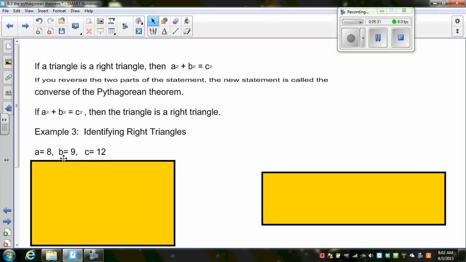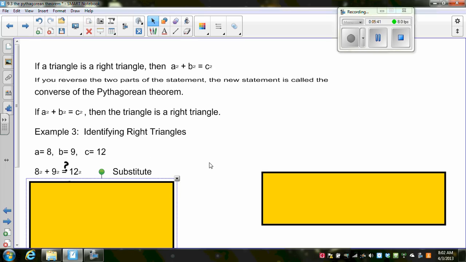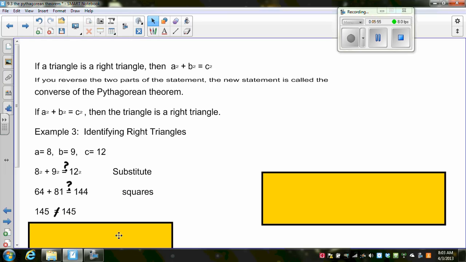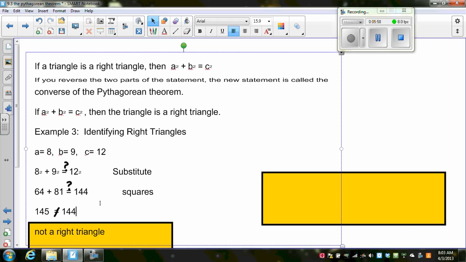In this case, we can plug it into the equation to see if it's true. If a equals 8, b equals 9, and c equals 12, is that a right triangle? The first step is to substitute. 8 squared plus 9 squared equals 12 squared. Then do the squares of each. So 64 plus 81 equals 144. Well, that's not true because it equals 145, which is not equal to 144. So we can conclude that this is not a right triangle.